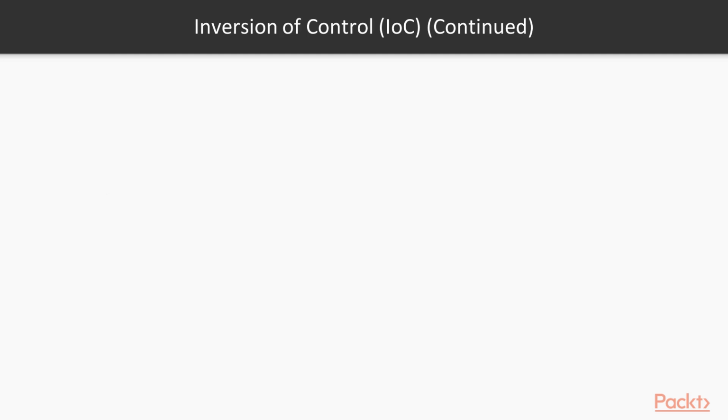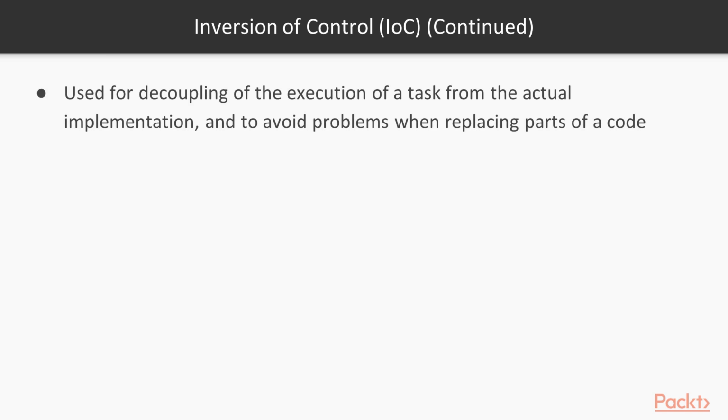Another explanation of IoC is that it actually tries to separate the what to do part from the when to do part. So it can be used for decoupling the execution of a task from the actual implementation, and that can, for example, help by avoiding problems when replacing parts of your code in test cases compared to when the code runs in production mode.